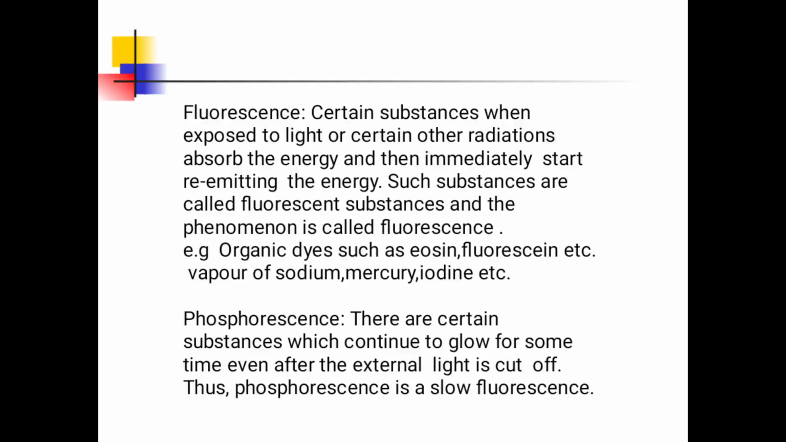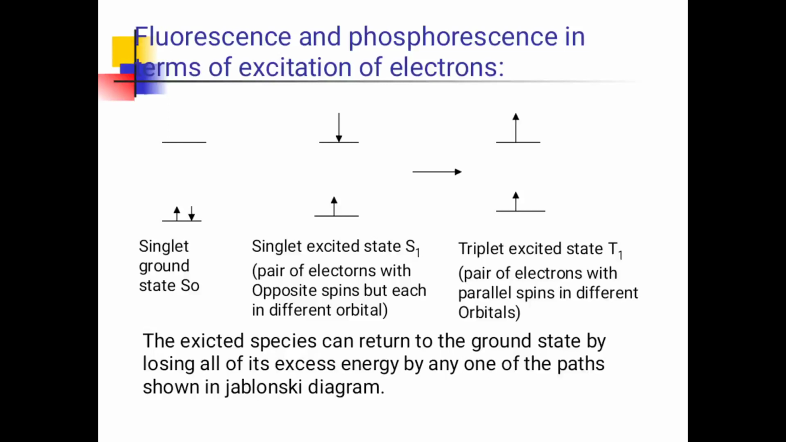Phosphorescence: there are certain substances which continue to glow for some time even after the external light is cut off. Phosphorescence is a slow fluorescence. Now fluorescence and phosphorescence in terms of excitation of electrons. In the ground state, the electrons are in a pair with opposite spins. First, the singlet state S1 is a pair of electrons with opposite spins in different orbitals. Then the triplet state T1 is a pair of electrons with parallel spins in different orbitals.